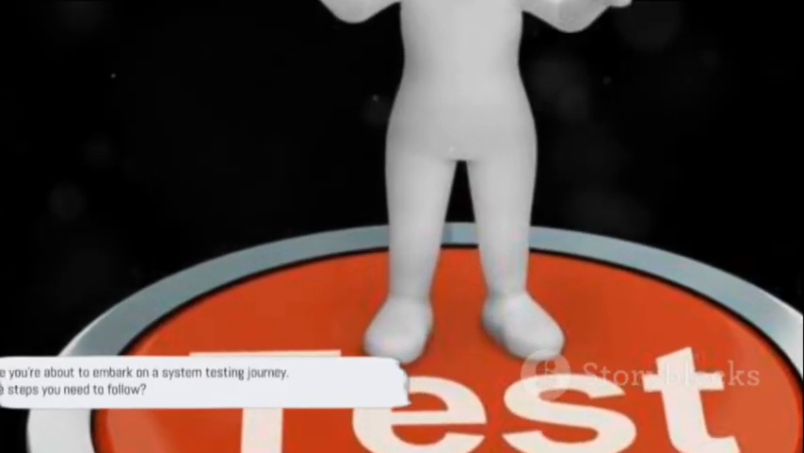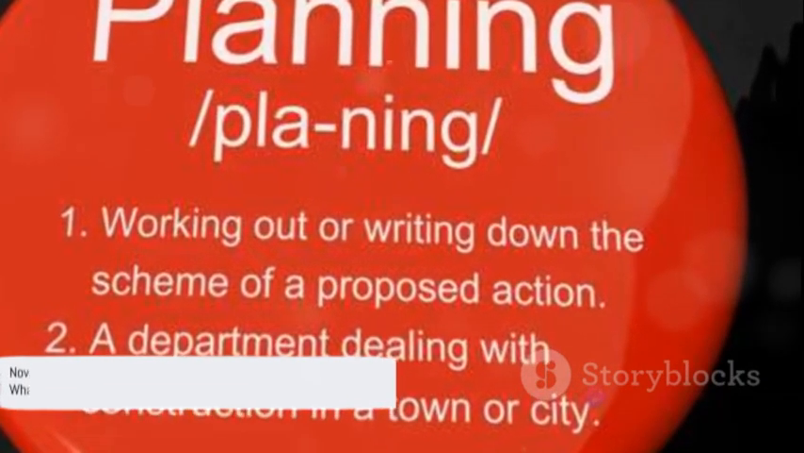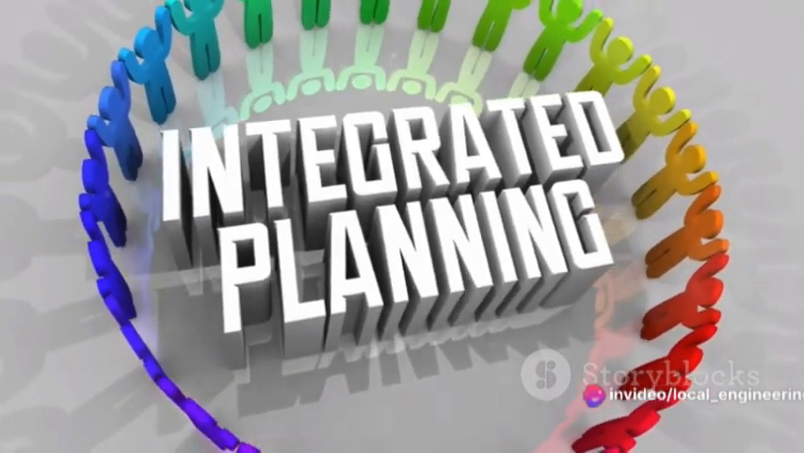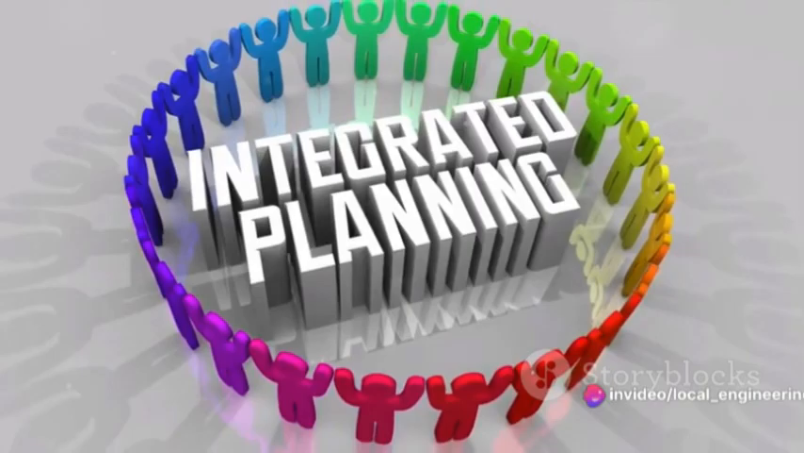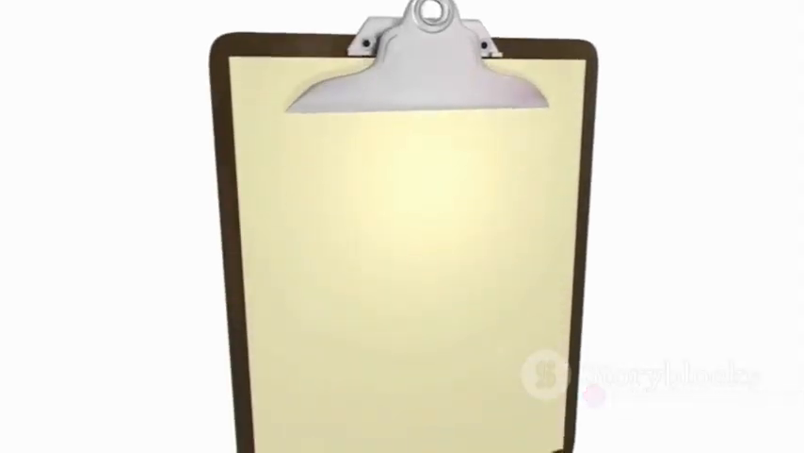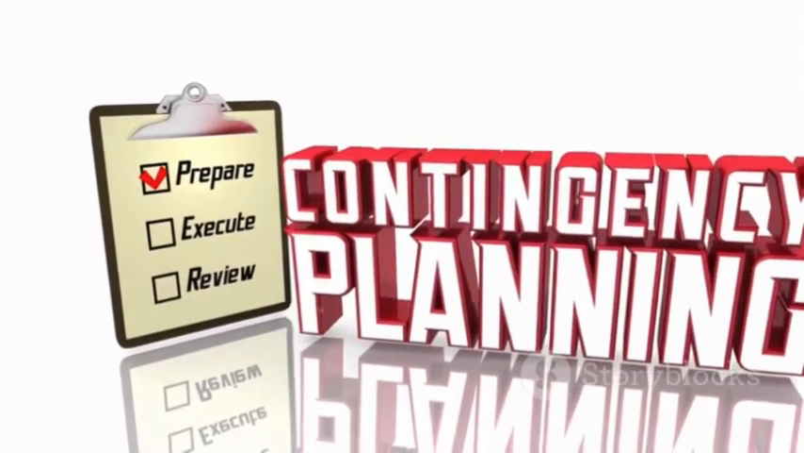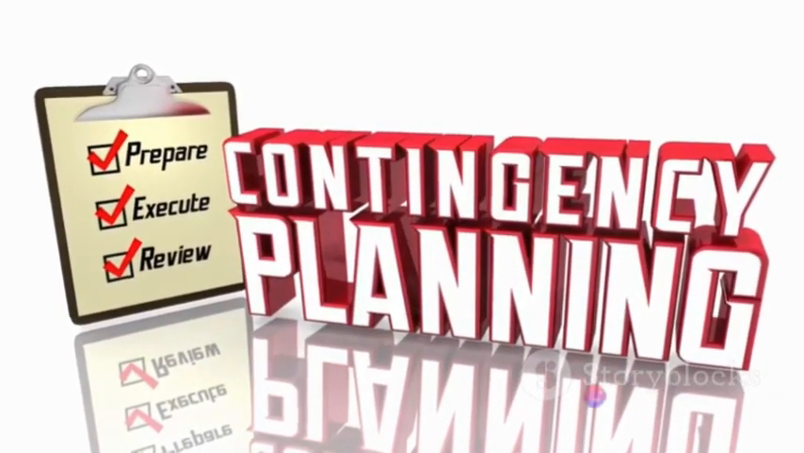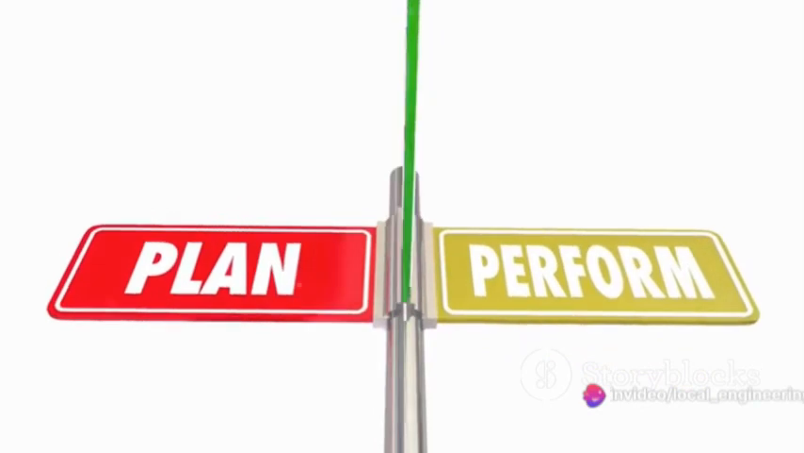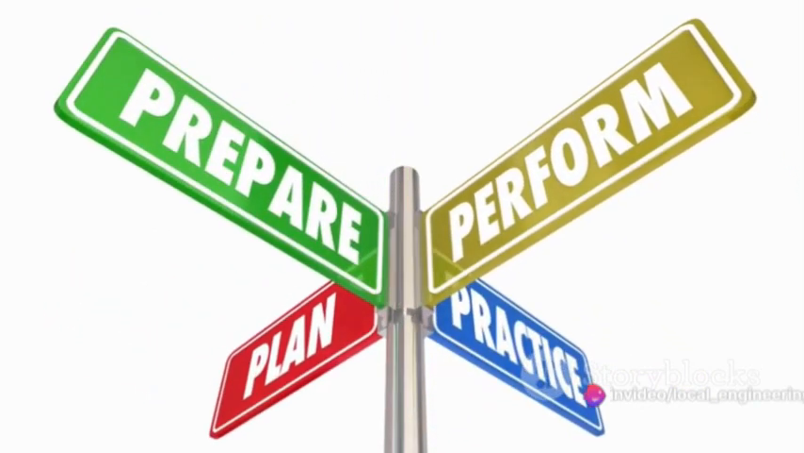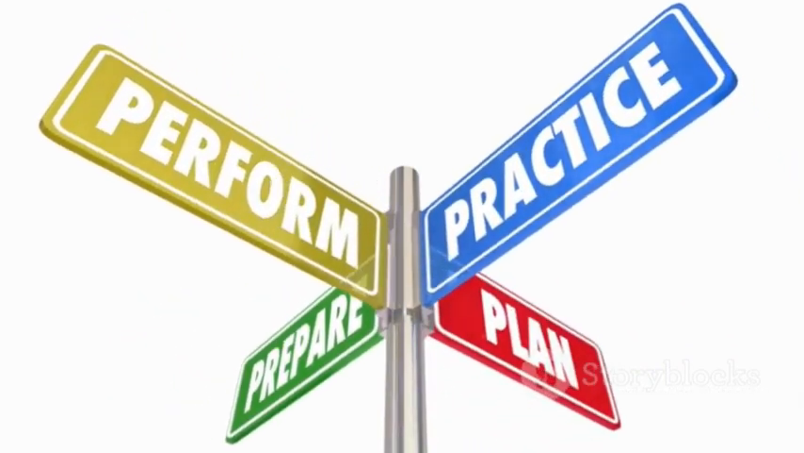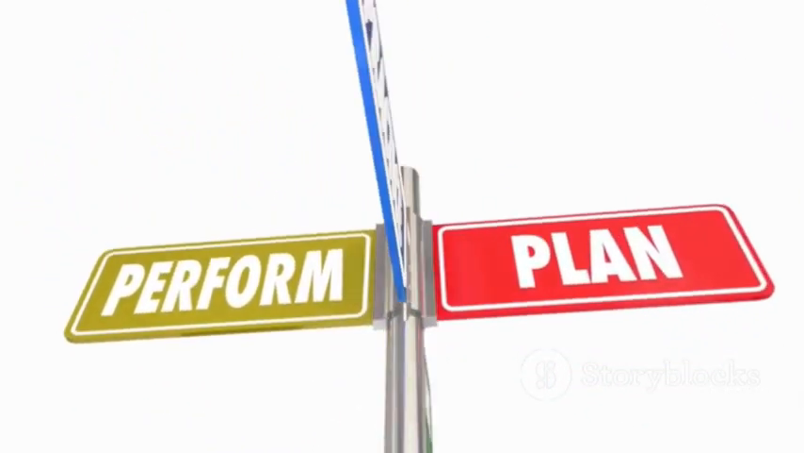Now, imagine you're about to embark on a system testing journey. What are the steps you need to follow? The first step is test planning. This is where you define the strategy and approach for your testing process. You'll need to determine the scope, resources, and schedule for your tests. It's like drawing a map for your testing journey. You need to know where you're going, how you're going to get there, and what you'll need for the trip.